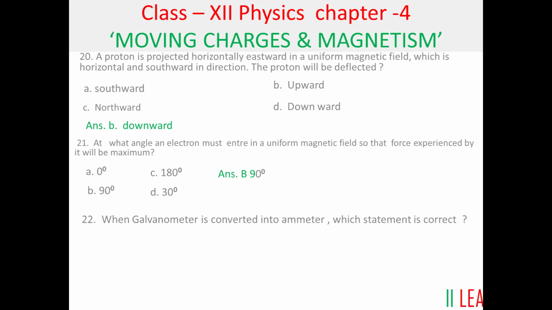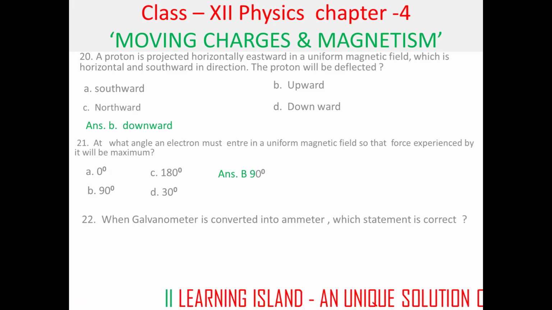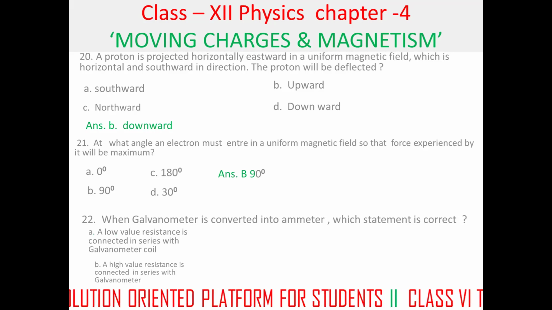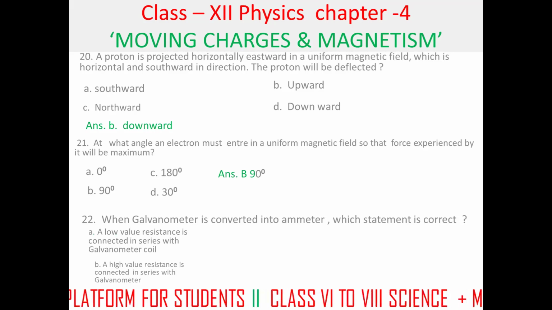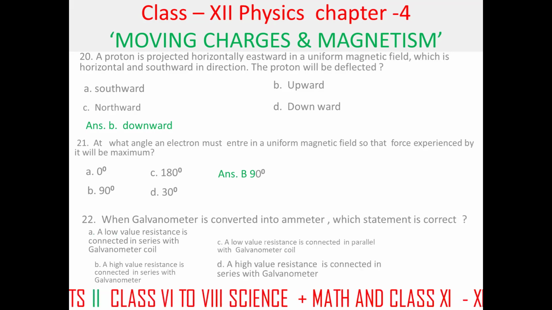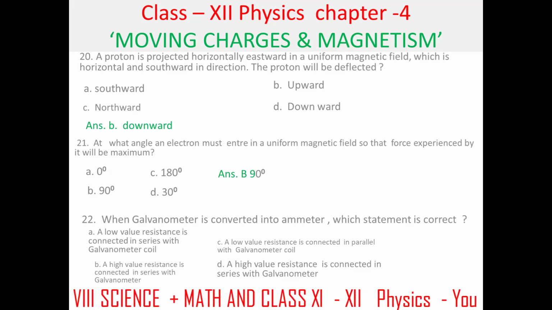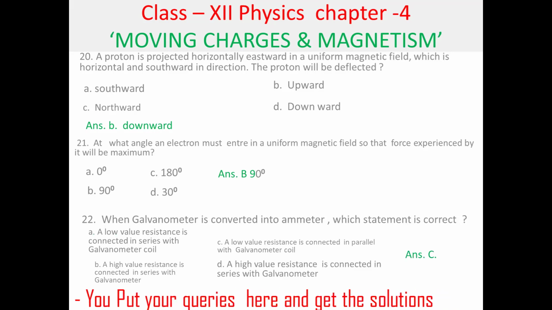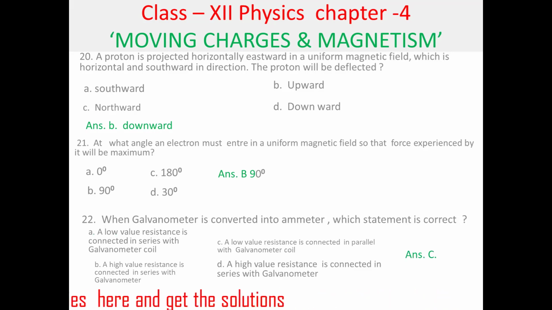When a galvanometer is converted into an ammeter, which statement is correct? See, I will not go into this now because there is a separate topic on how a galvanometer can be converted into an ammeter and how an ammeter can be converted into a galvanometer. So the answer would be C. That is, a low value resistance is connected in parallel with the galvanometer.